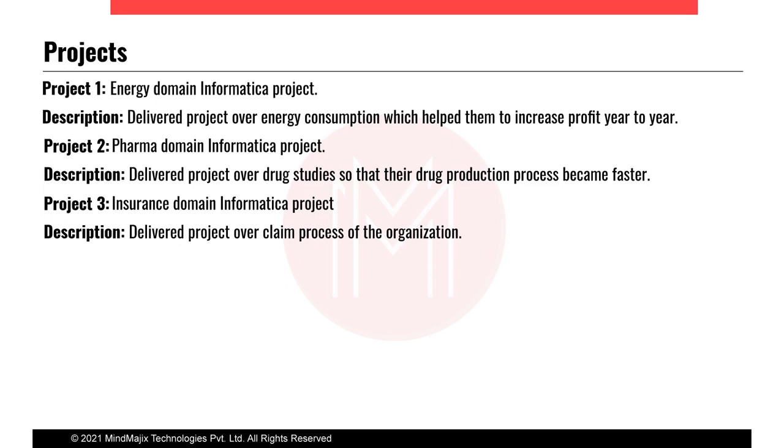The third project which I was a part of was in the insurance domain. The basic thing in insurance is claims. In the US and UK, a major chunk of the government budget goes to insurance. They provide insurance to each and every citizen, and each and every citizen makes claims in the insurance process. To make the claim process faster, we delivered end-to-end solutions to our clients in the insurance domain.